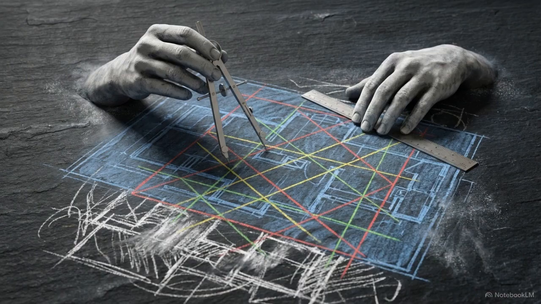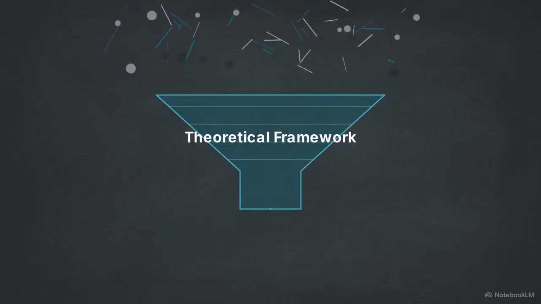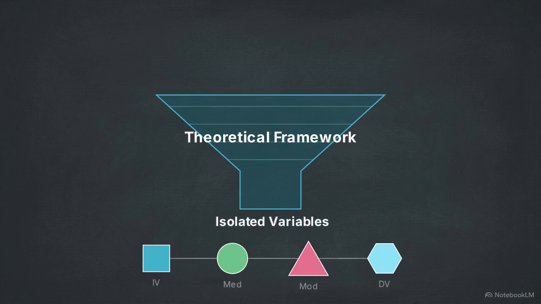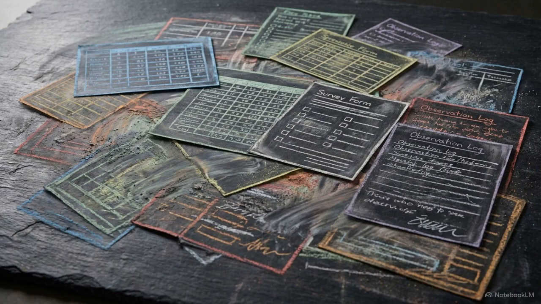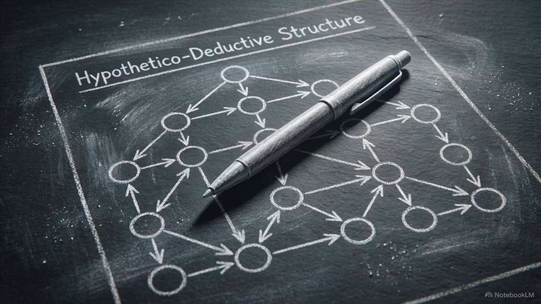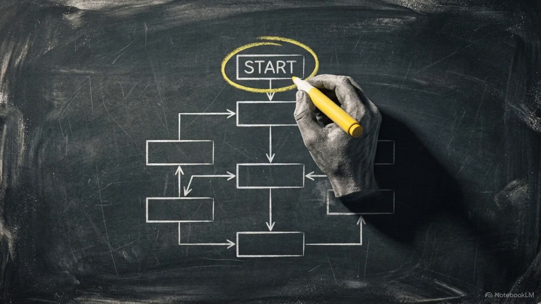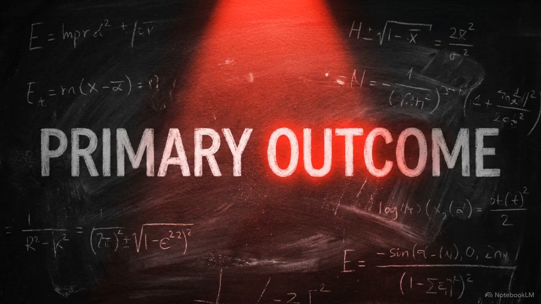To move from observation to testing, researchers construct a theoretical framework. This framework acts as a rigorous translation layer, distilling complex, real-world phenomena into specific, isolated variables. Without a theoretical framework, empirical data lacks meaning. The framework provides the structural engine that makes hypothetico-deductive research possible, turning abstract observations into a logical map that can actually be measured. Every conceptual model begins by identifying the dependent variable.